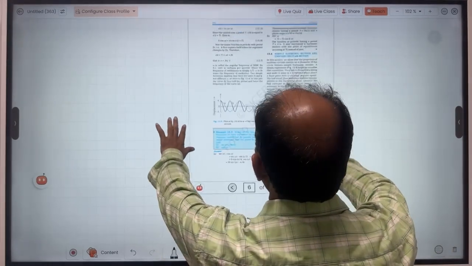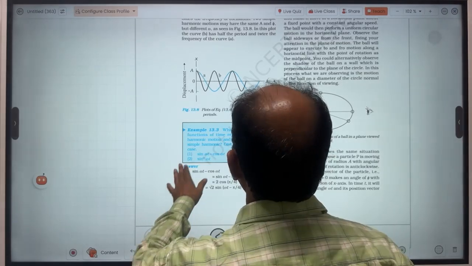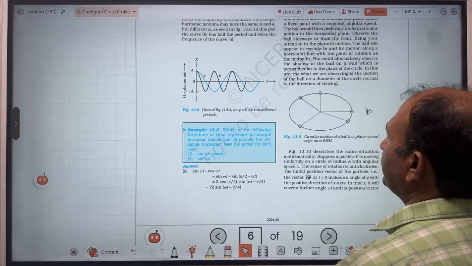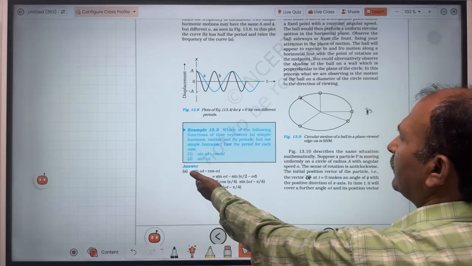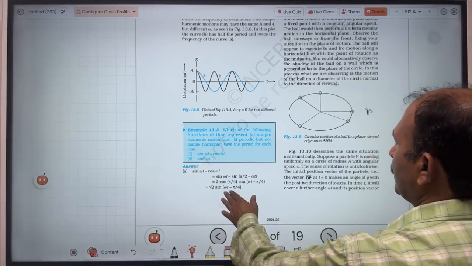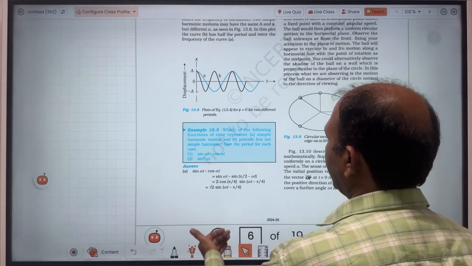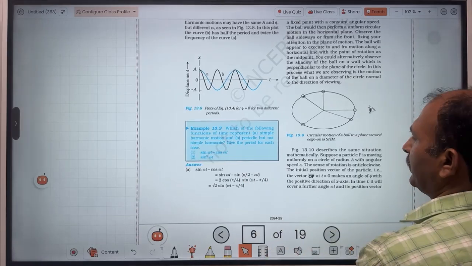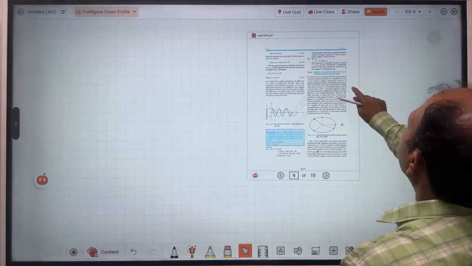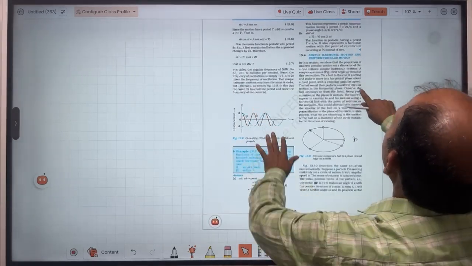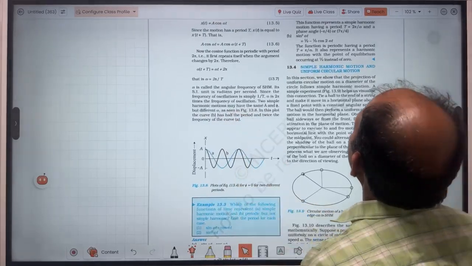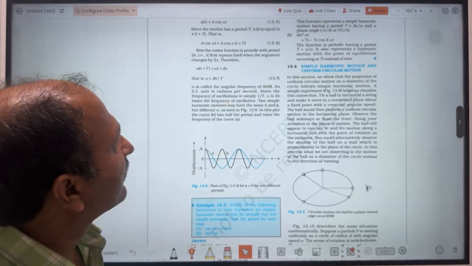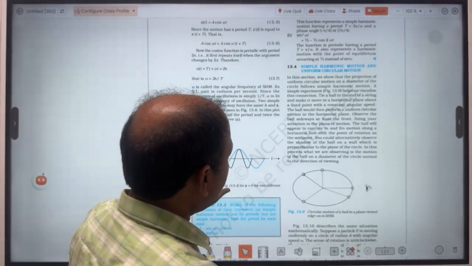Here another question is given: which of the following functions represent simple harmonic motion, and which are periodic but not simple harmonic? Give the period for each case. You can easily evaluate sine omega t minus cos omega t. You can write cos omega t sine pi by 2 minus omega t, then simplify and you will get a relation, and then you can find its phase angle. Similarly, there is another case which can't be periodic, right?